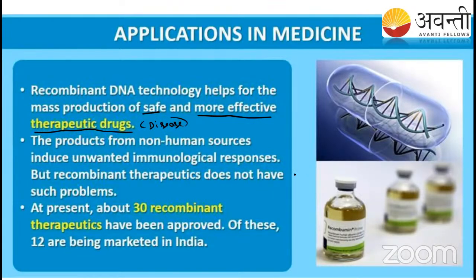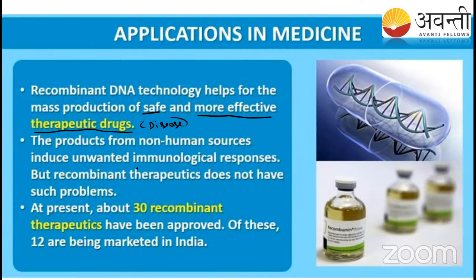Products from non-human sources can create some immunological responses or allergic reactions. Due to that, they produce the medicine using transgenic animals, or by recombinant DNA technology. Let us take the example of insulin. Let us study about that.